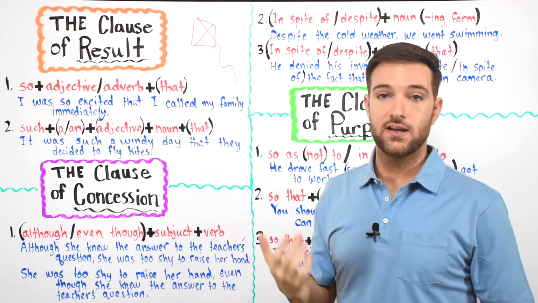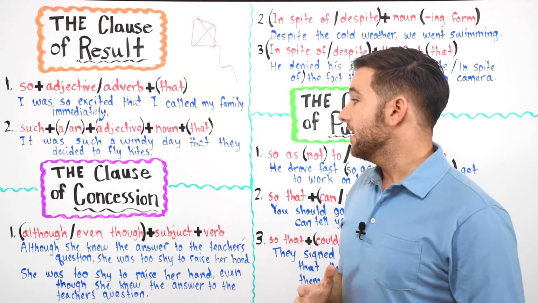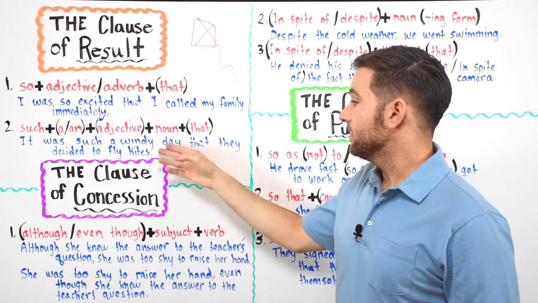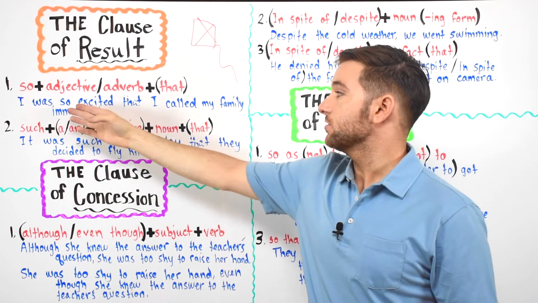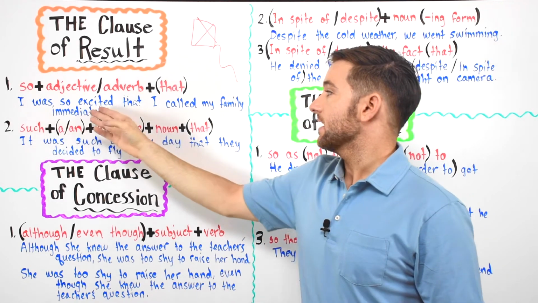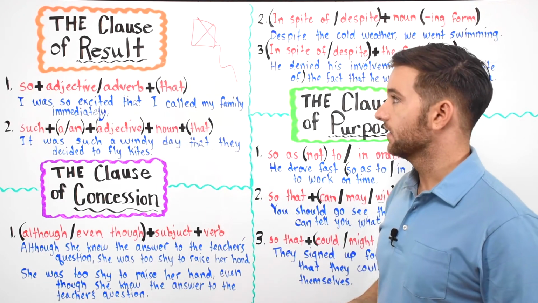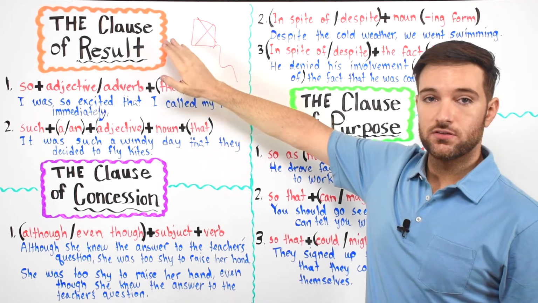Okay, while we say our clause. It was such a windy day that they decided to fly kites. It was such a windy day, they decided to fly kites. I was so excited that I called my family immediately. I was so excited I called my family immediately. Okay? All right, so that's clause of result, guys.